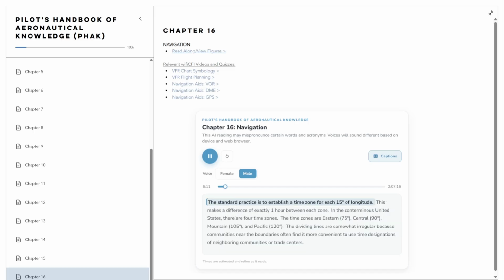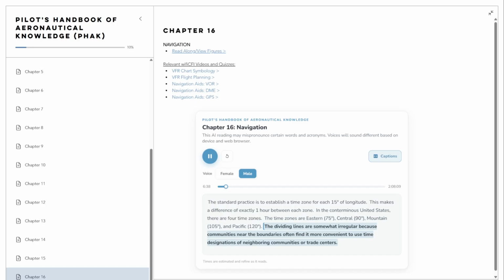The standard practice is to establish a time zone for each 15 degrees of longitude. This makes a difference of exactly 1 hour between each zone. In the conterminous United States, there are 4 time zones. The time zones are Eastern, 75 degrees, Central, 90 degrees, Mountain, 105 degrees, and Pacific, 120 degrees.